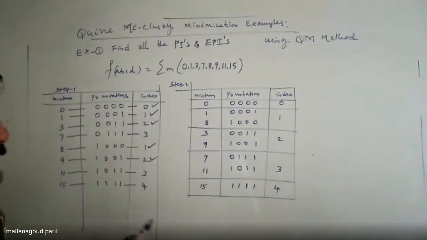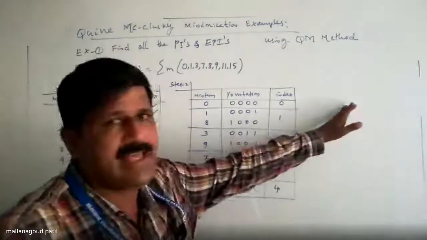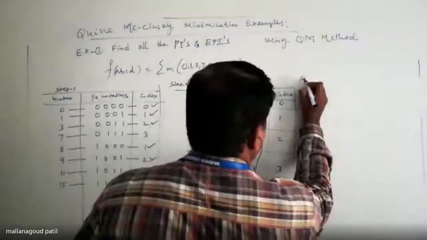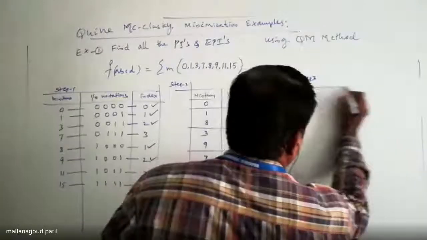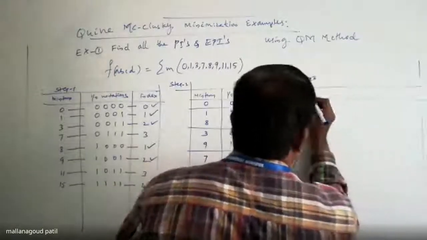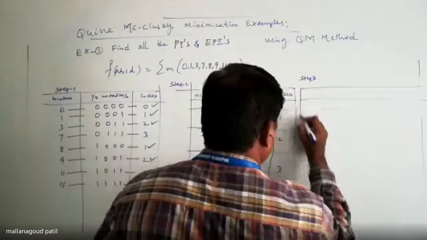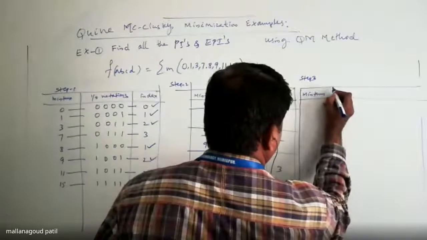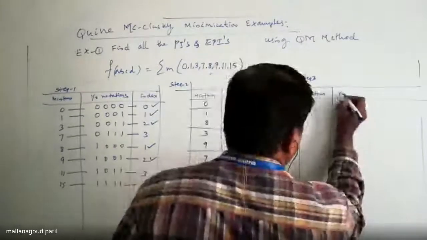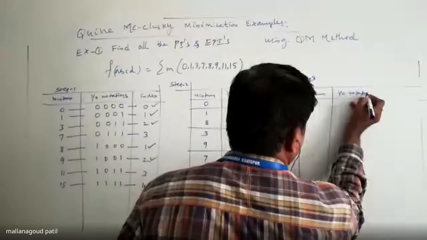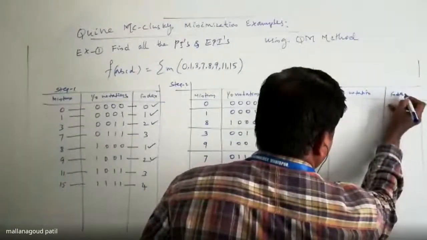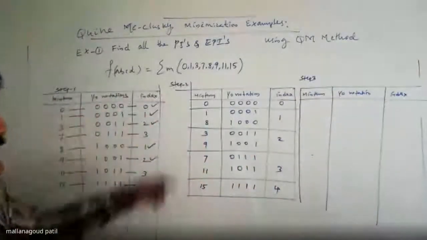I'm continuing with this area, is it visible? Step 3 I can write here. Visible, sir? Okay. I can continue with step 3 here only. The same will be continuing. Once again you can separate out the minterms, the IO notation, and the index. I can write directly from this one.